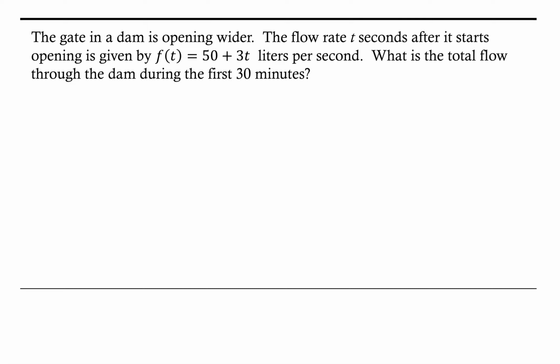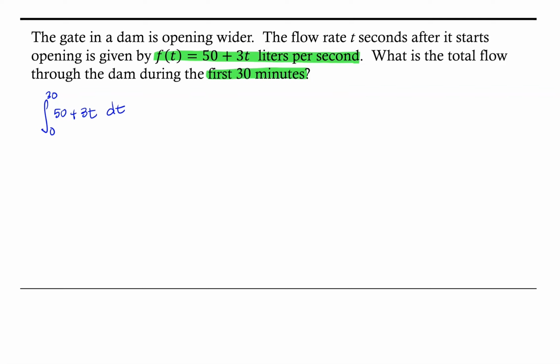first 30 minutes. Now, we know that we have a rate of change. We have 50 plus 3t liters per second, and we know we have a time interval. So we might be tempted to think that this is the integral from 0 to 30 of 50 plus 3t dt. And we'd be close, but we wouldn't be quite correct.